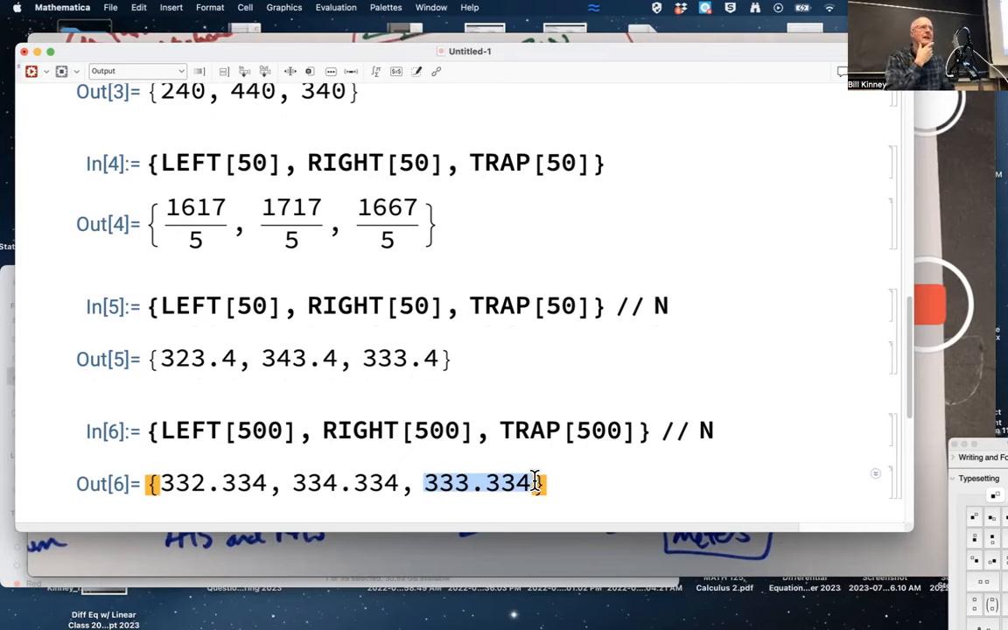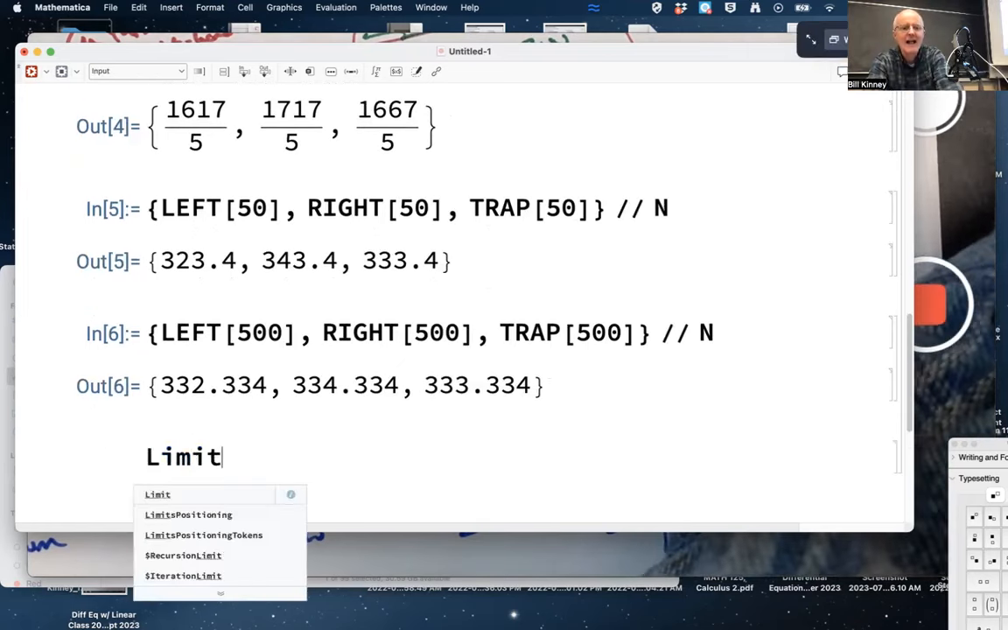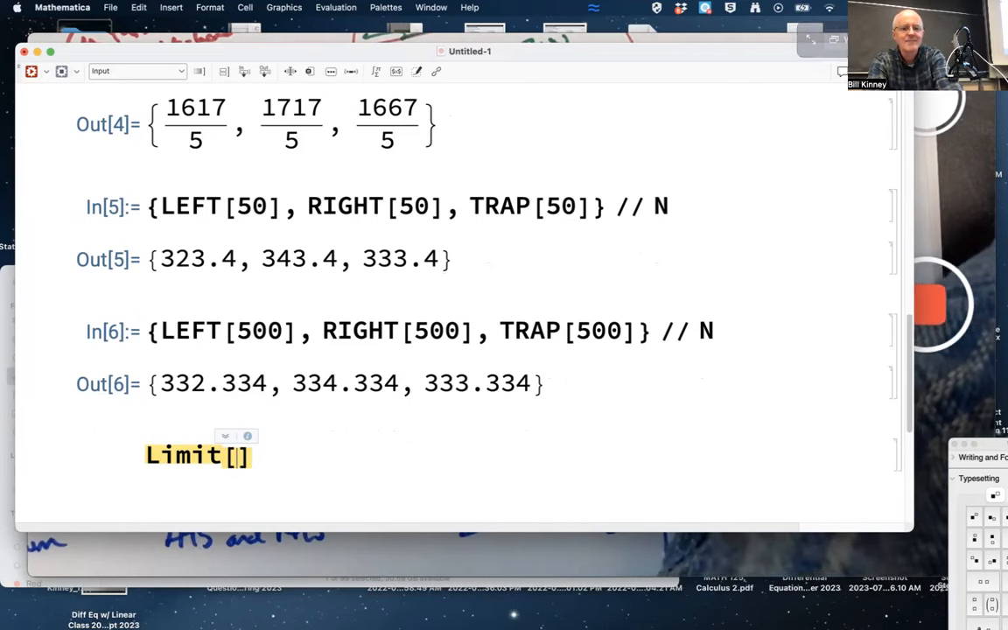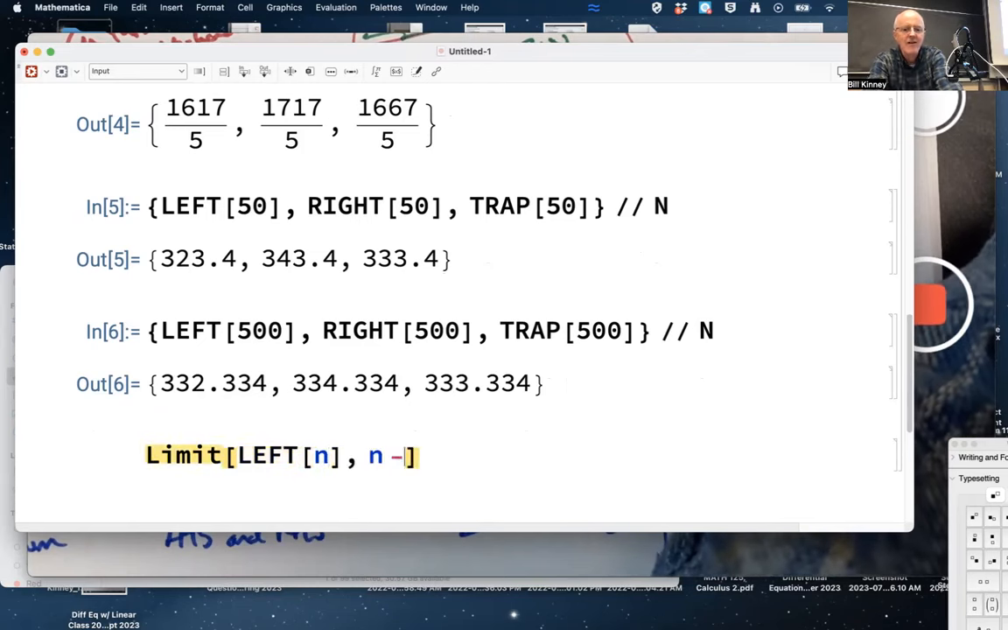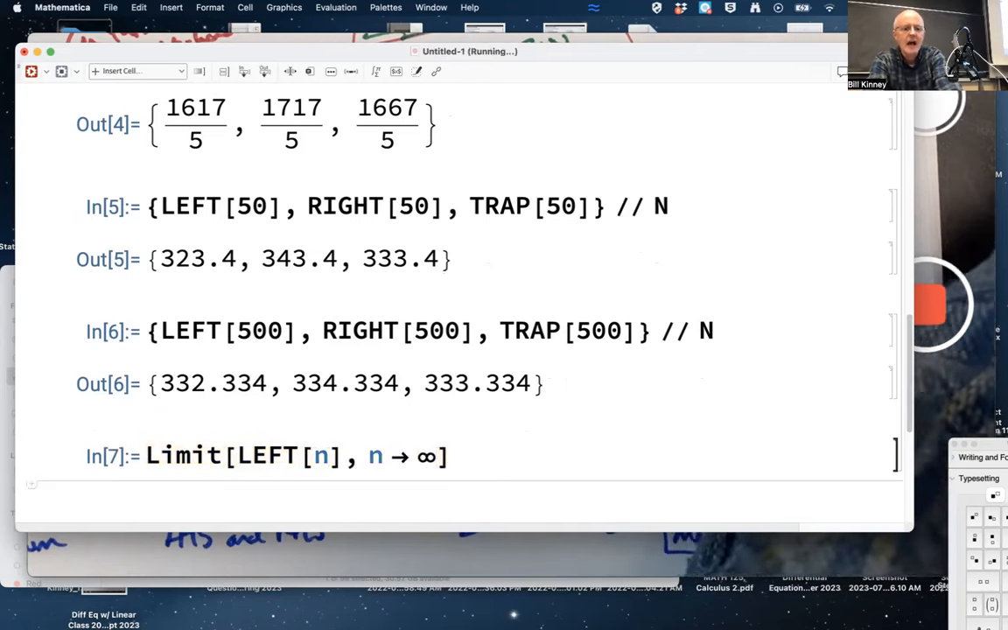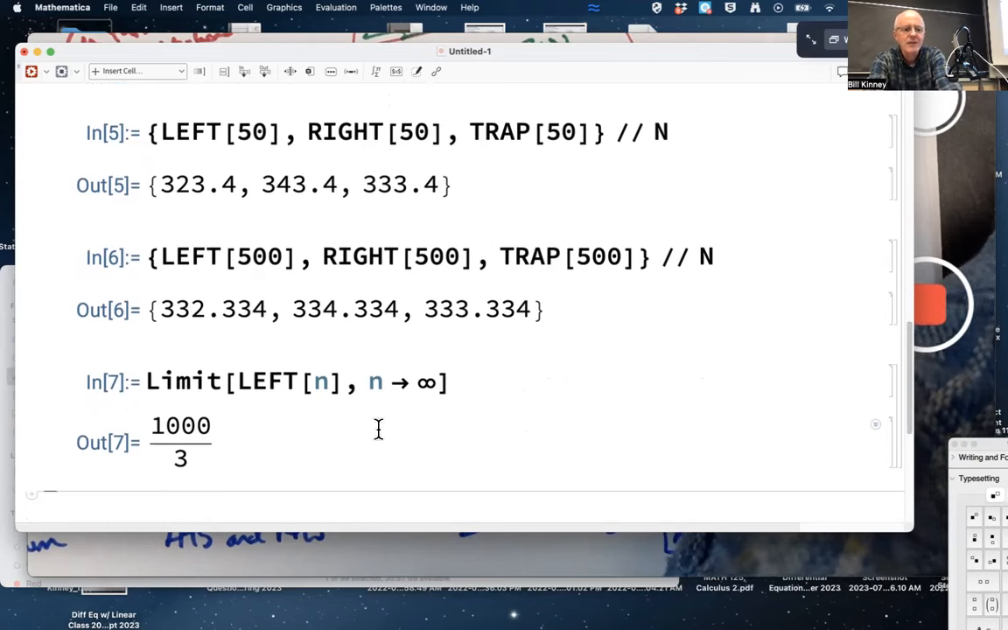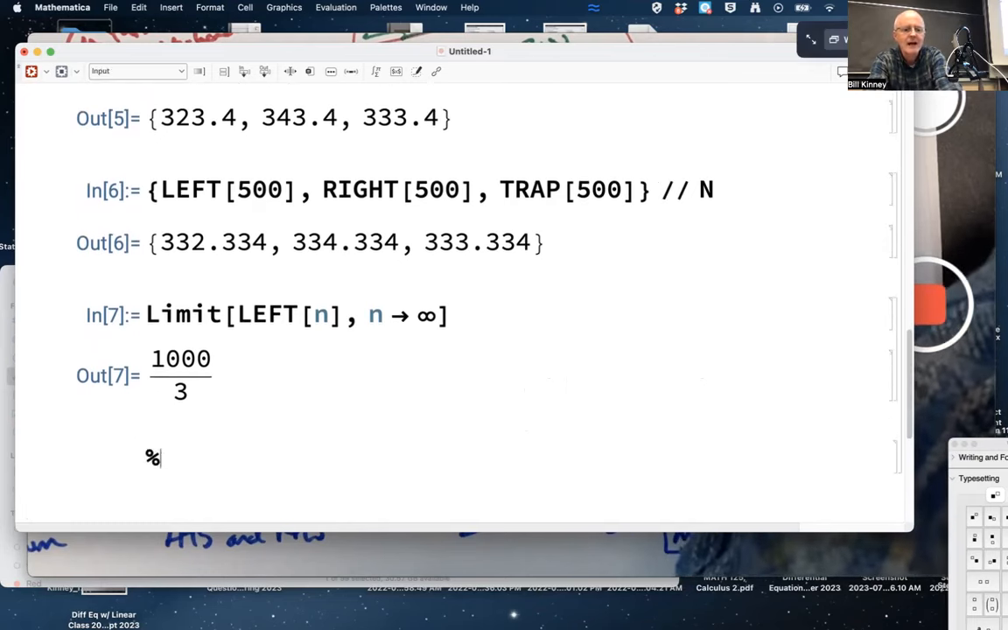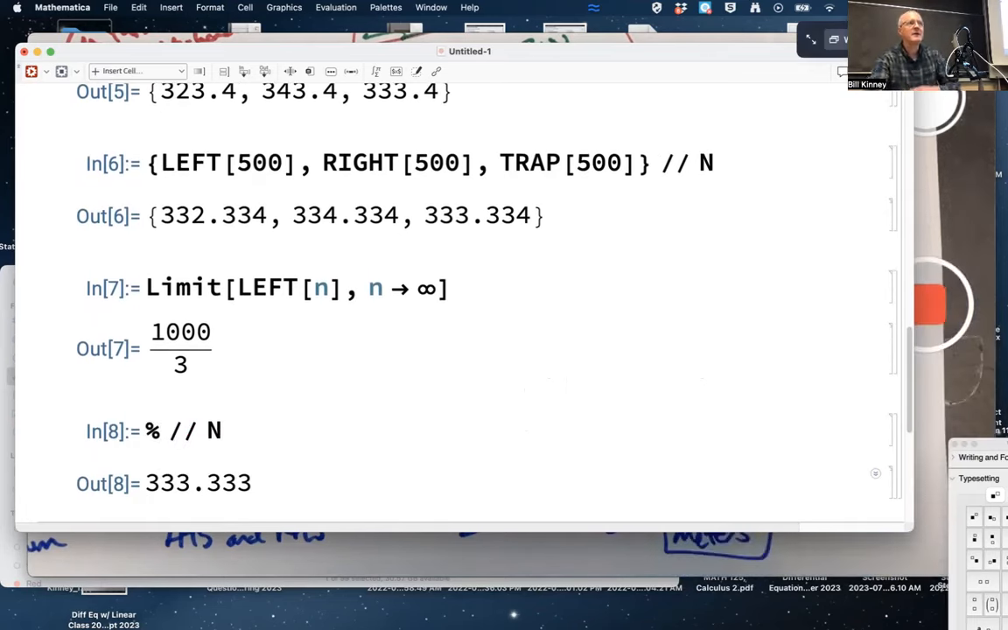What would happen if we let n go to infinity? Limit, left, n arrow infinity. 1,000 over 3. Yeah, 333.3 repeating. The percent sign refers to the preceding output.